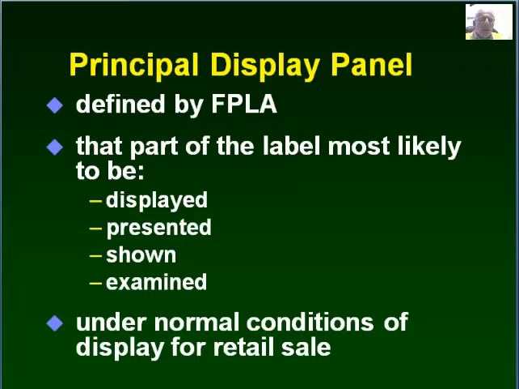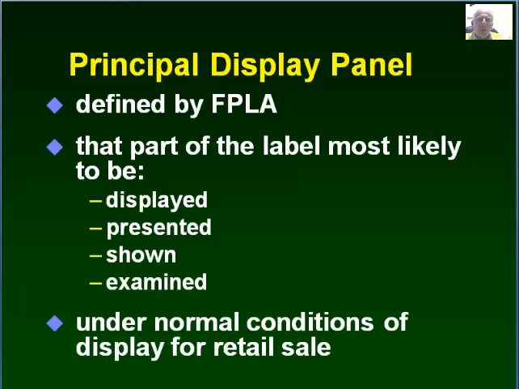So let's look at the individual packages as we look at labeling. The principal display panel is actually defined in the Fair Packaging and Labeling Act. So if you want to know any information relative to the principal display panel, what's required, what it looks like, it can be found in this particular act. The principal display panel, the PDP, is that part of the label that's most likely to be displayed in the supermarket, be presented, shown or examined.